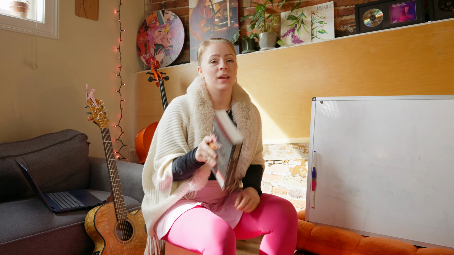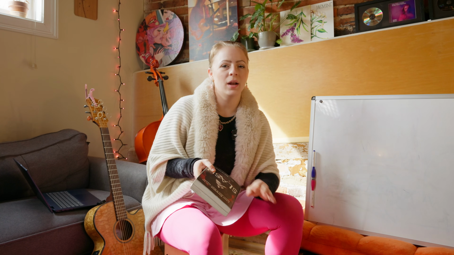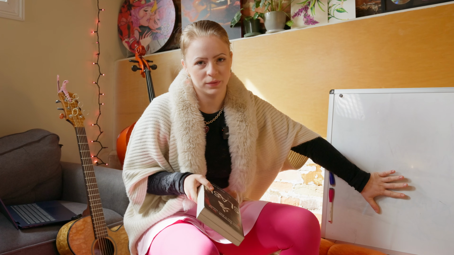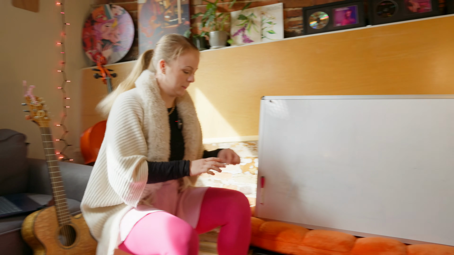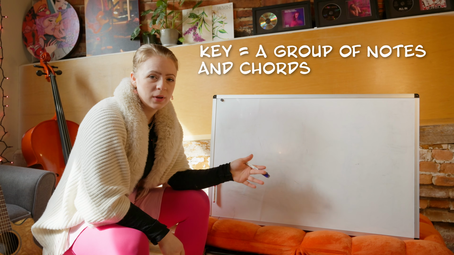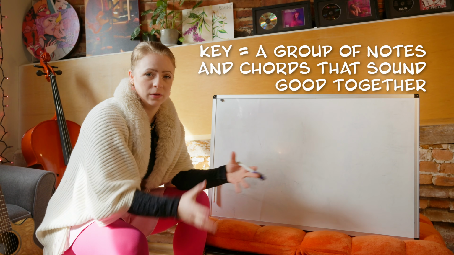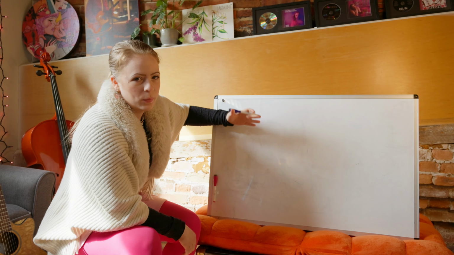A key is a very confusing idea that's kind of hard to define, but it's going to make sense after you watch this video. This is how I teach my students. Let's do it. So a key is a group of notes and chords that sound good together, that basically go together. So in music, we use Roman numerals.